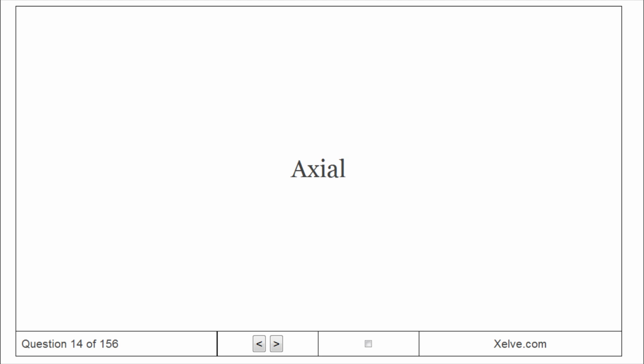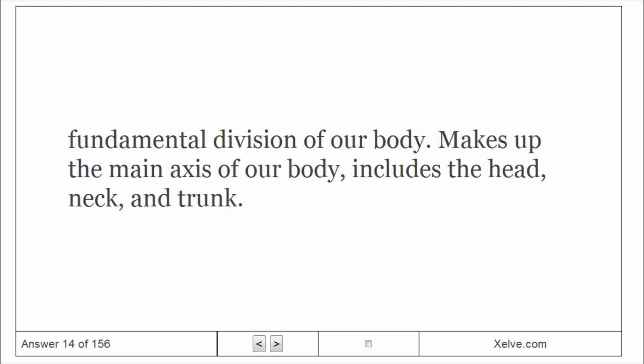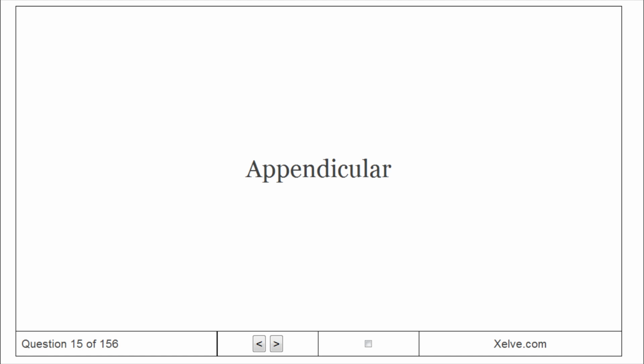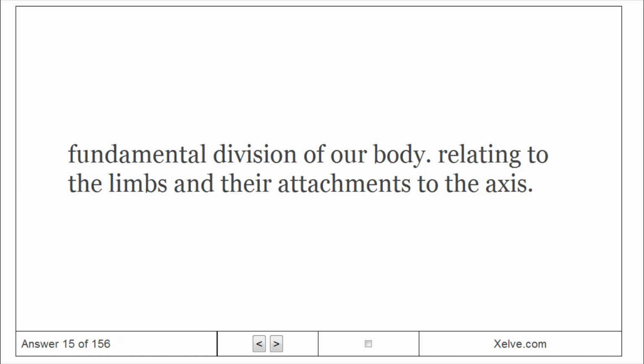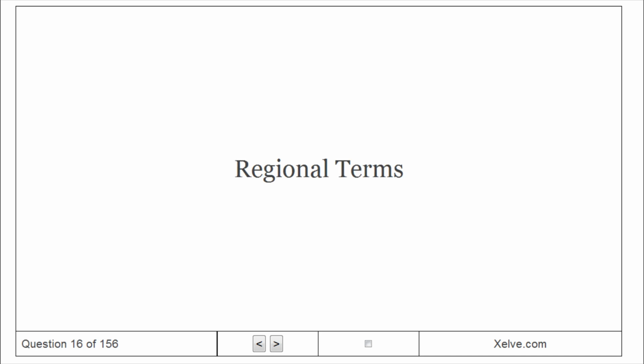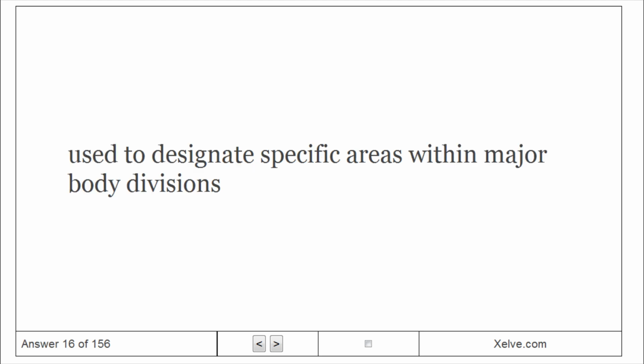Axial: fundamental division of our body, makes up the main axis of our body, includes the head, neck, and trunk. Appendicular: fundamental division of our body, relating to the limbs and their attachments to the axis. Regional terms are used to designate specific areas within major body divisions.